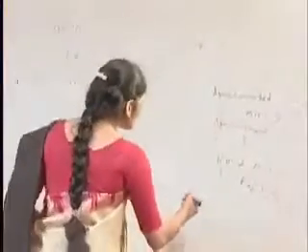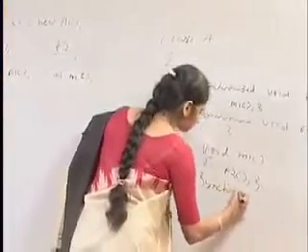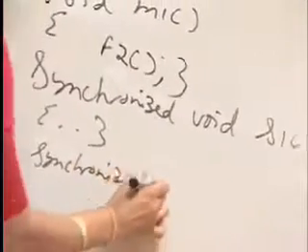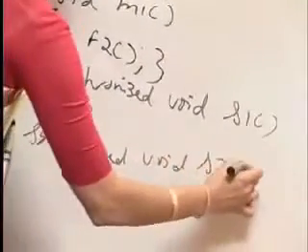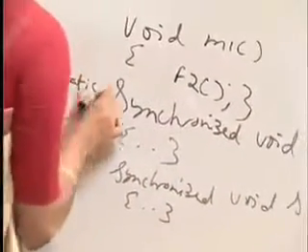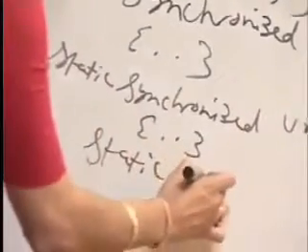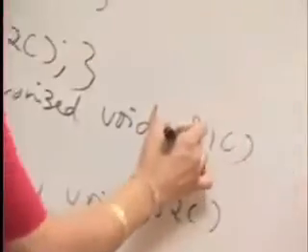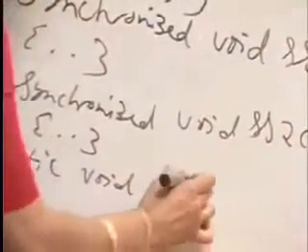So suppose I have synchronized void S1, void S2 static, and let's say I just have a static method which is non-synchronized. Let's call this SS1 and this one is S1. Let's see how this entire thing works.